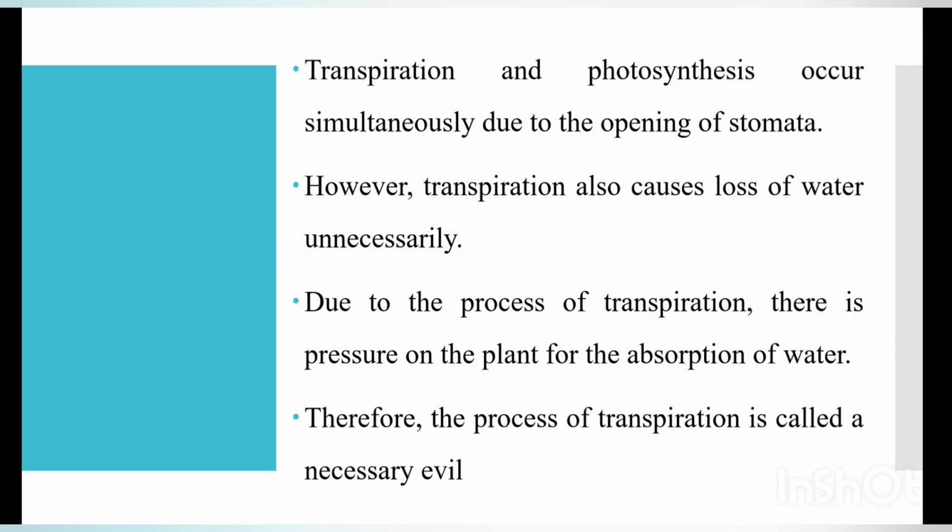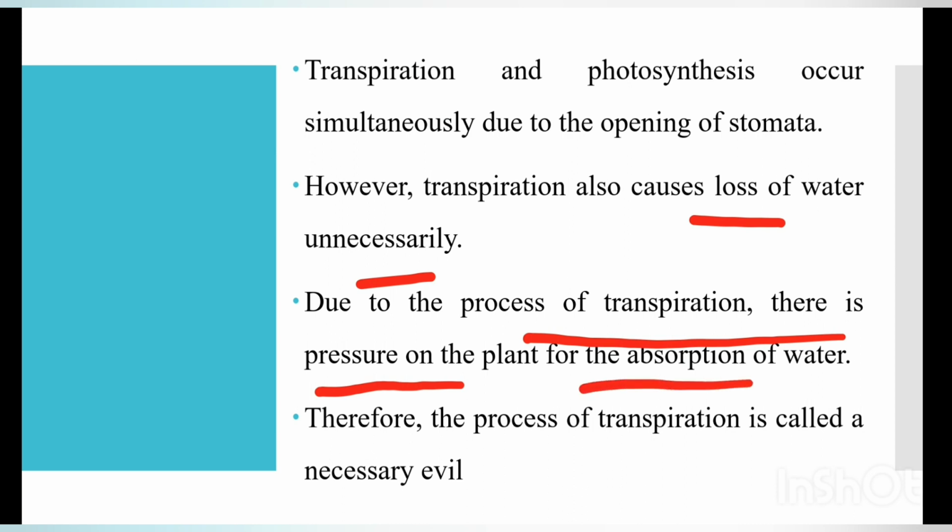So what are the disadvantages? Transpiration and photosynthesis occur simultaneously due to the opening of stomata. However, transpiration also causes unnecessary loss of water. Due to the process of transpiration, there is pressure on the plant for absorption of water. So when there is a continuous loss of water, it leads to wilting of the plant. So it is a necessary evil.